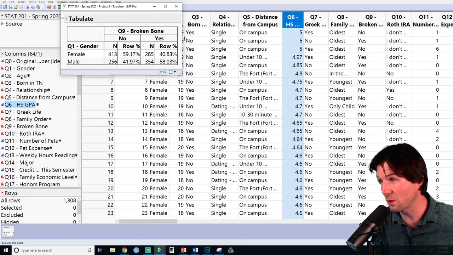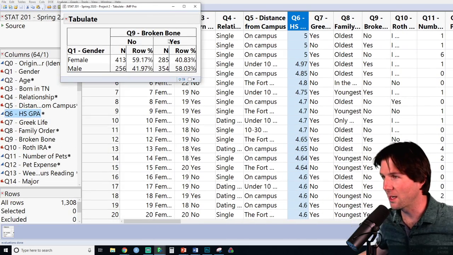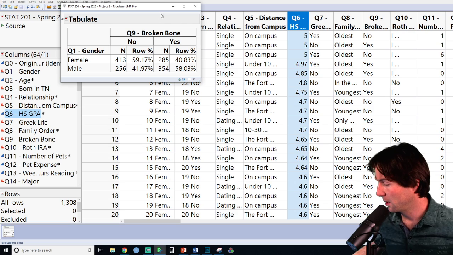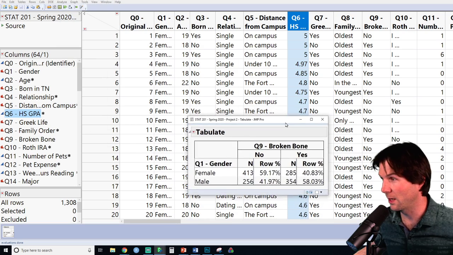We're going to make this nice and big so everyone can see, and I'm going to bring it right down here next to me. So let's take a look at what we have going on.